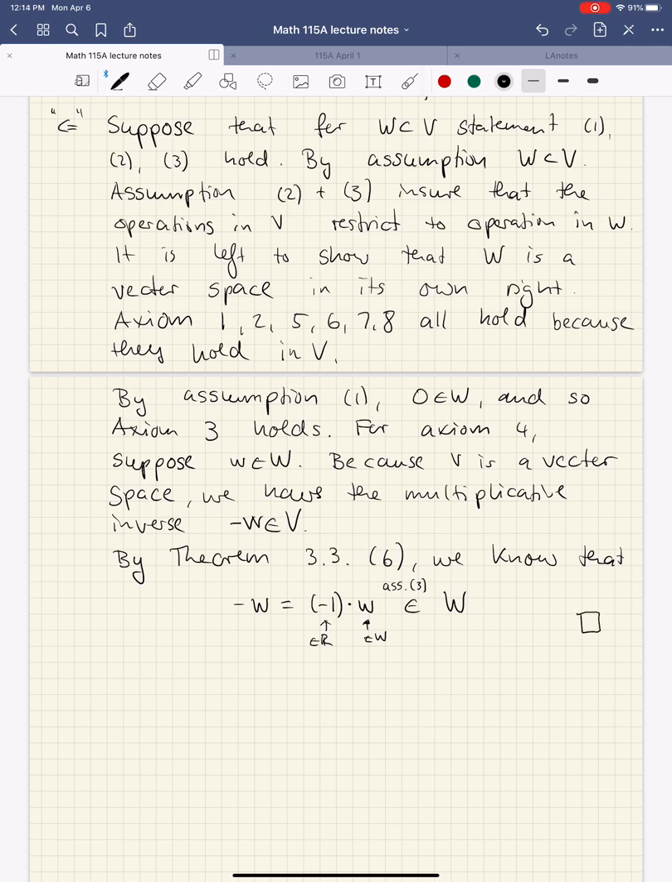And so from now on, when you want to show something is a subspace, the only thing you have to show is that 0 is inside, it's closed under addition, and it's closed under scalar multiplication. And another consequence here is that the 0 in V is also the 0 in W. So every time you take a subspace, you can take for granted that the 0 of the bigger space is also the 0 in the smaller space.